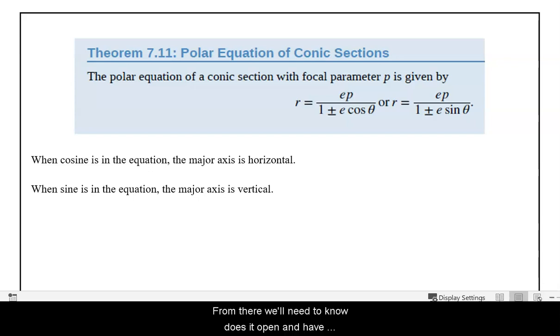From there, we'll need to know, does it open and have its major axis horizontal or vertical? If cosine is in the equation instead of sine, then the major axis is horizontal. On the other hand, if sine is in the equation, the major axis is vertical. This should make sense to you since cosine is x, which controls horizontal, and sine is y, which controls vertical.